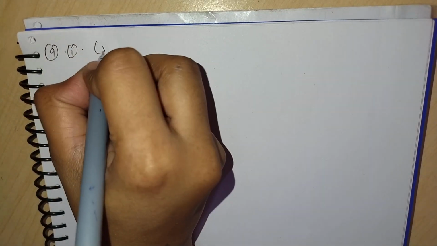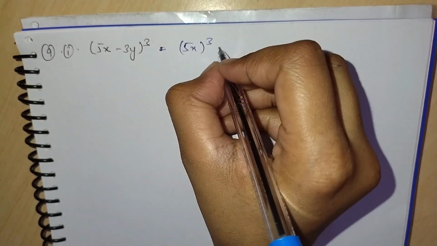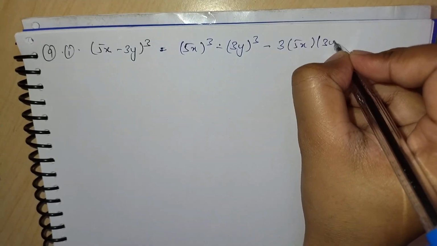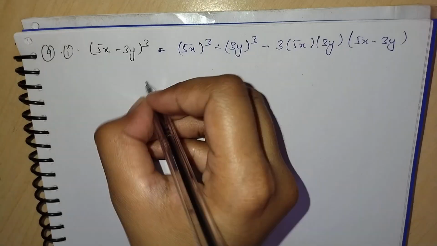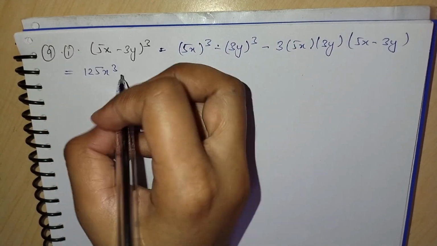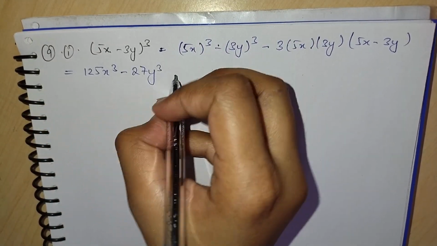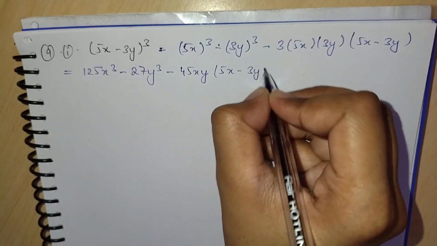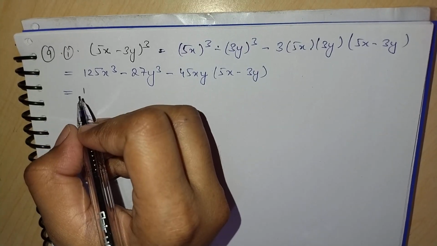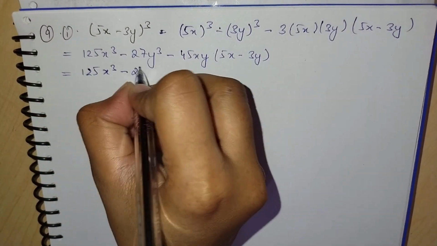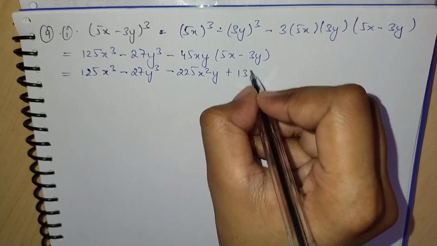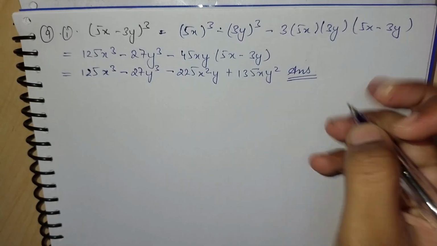9th first part is (5x - 3y)³, equal to (5x)³ + (-3y)³ - 3 into 5x into 3y, here (5x - 3y), equal to 125x³ - 27y³ - 15 into 3, 45xy, here (5x - 3y), equal to 125x³ - 27y³ - 225x²y + 135xy². So this is the answer of the first question.